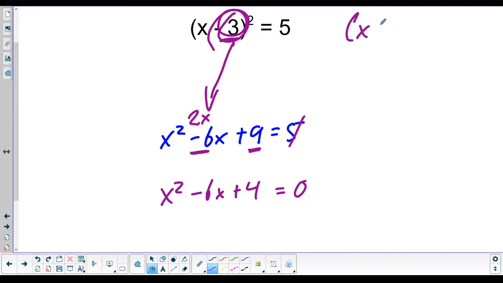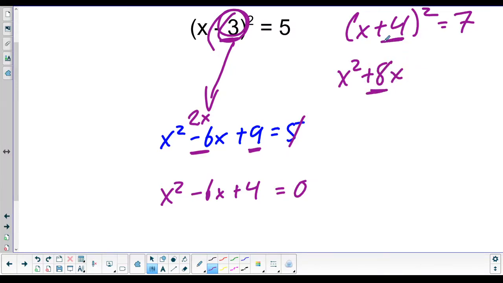If we did x plus 4 squared equals 7, if I FOIL this out, this could be x squared plus 8x, because this is just this number doubled. This last number here is whatever this number is squared. So -3 times -3 is +9. What's nice here is when you square stuff, it always becomes positive. So you don't have to think, is this +9 or -9?